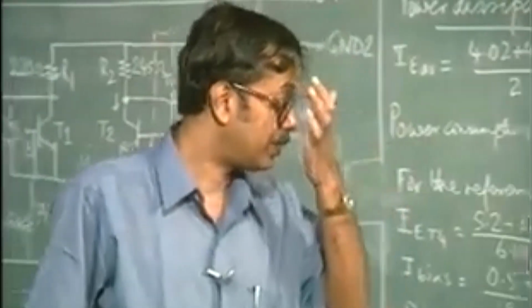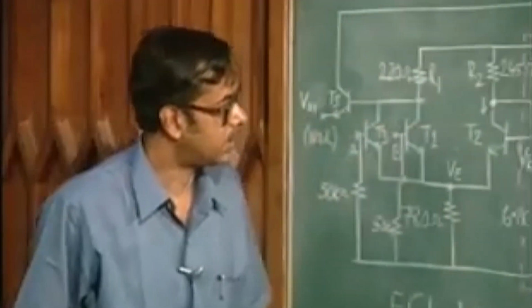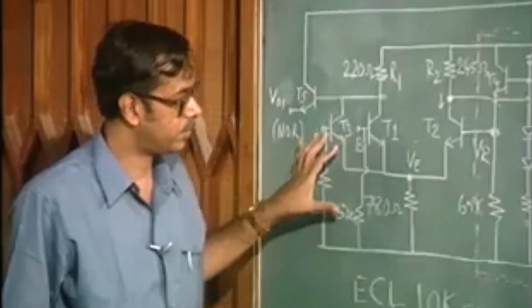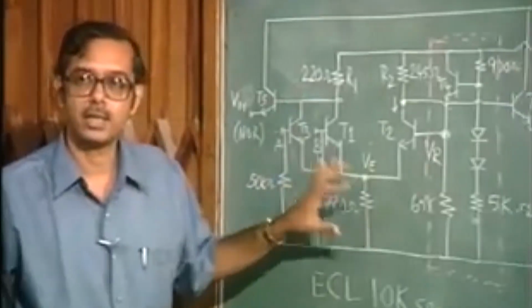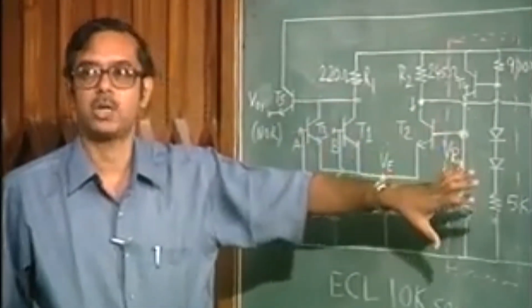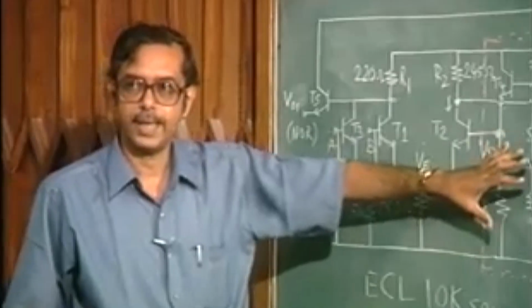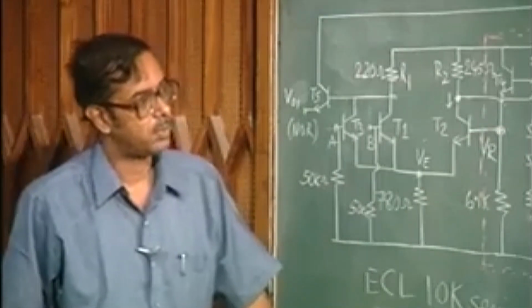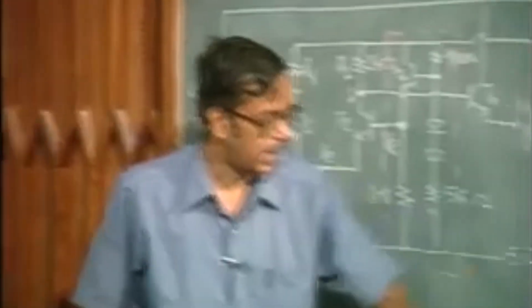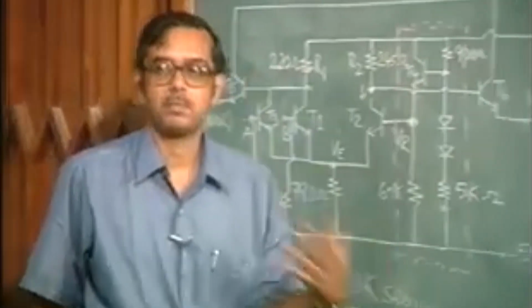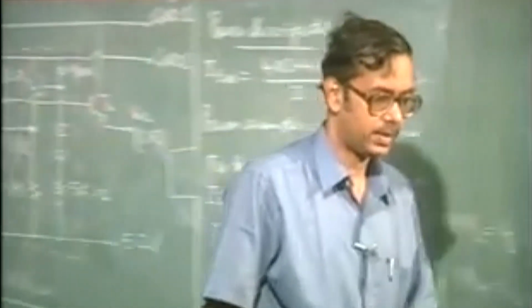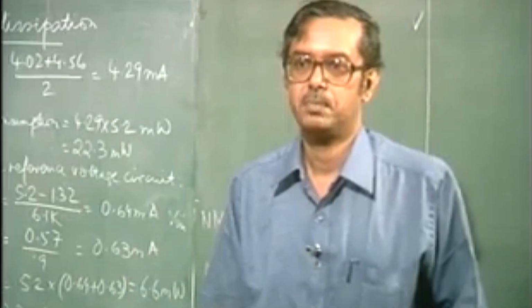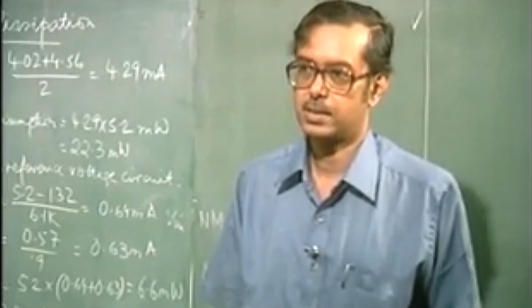I think we shall stop here today. What we have seen today is that we have analyzed this particular circuit, which is the 10K series. We have looked at the input output characteristics of an ECL gate, as well as the noise margins and the power dissipation. Of course, the problem is power dissipation, which is quite large. The next class, we shall take up the next series of ECL gates, and we shall also see the efforts being made to improve the characteristics further.